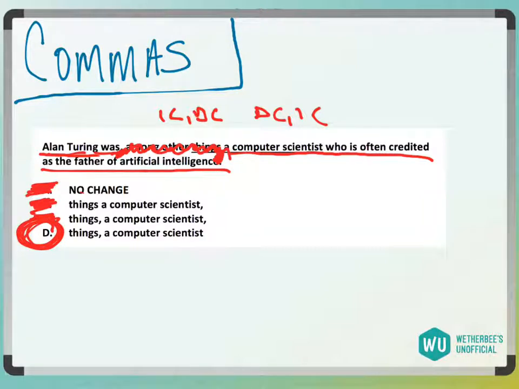So this would be the dependent clause we're taking out. We're really just putting the comma after things here to end this comma that was right here, to cross this middle part off. And this would be our independent clause: He was a computer scientist who is often credited as the father of AI. Answer choice D.